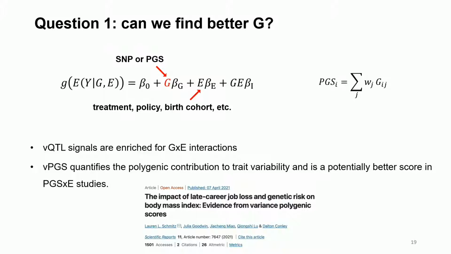Again, the question is, can we actually find better G? Yes. So basically, we can do a VQTL mapping by identifying genetic variants that are associated with phenotypic variance, not just the mean. And it turns out those variants are more strongly enriched for gene-environment interactions. You can also aggregate this effect across many different markers and produce this variance PGS and replace the standard polygenic score with this variance PGS.